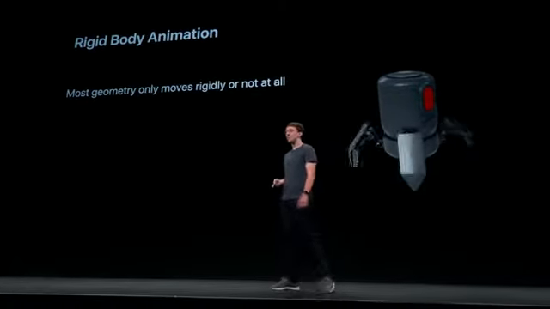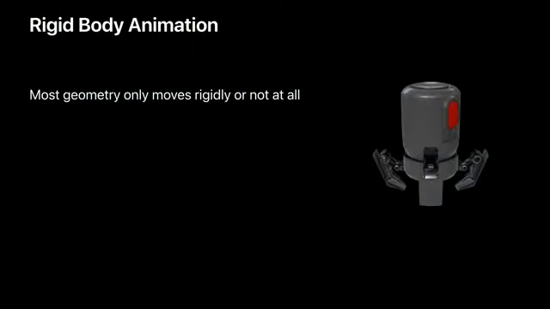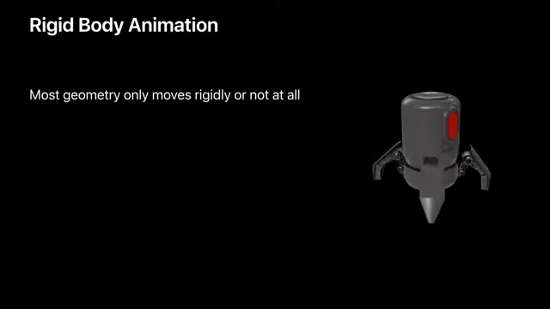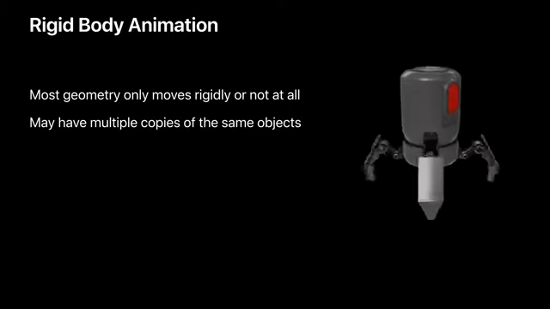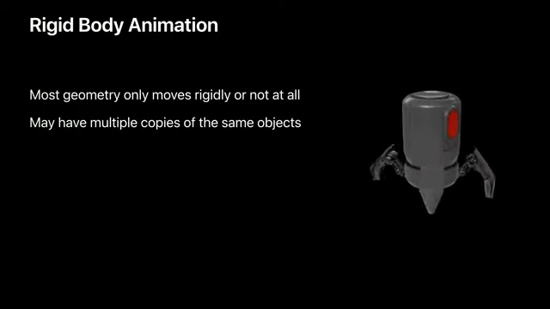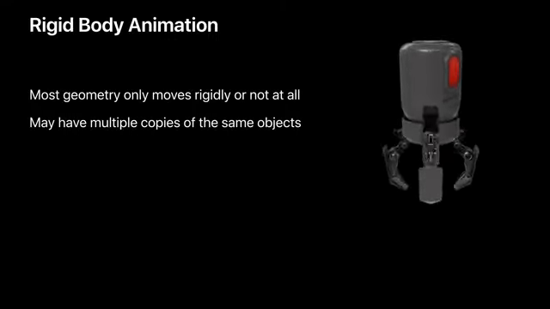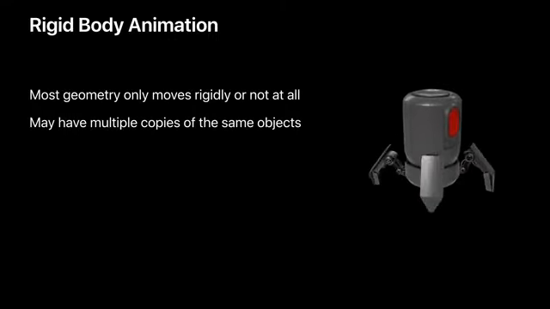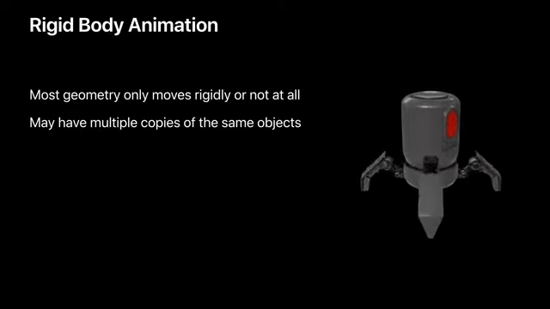In a typical scene, most of the geometry is probably only moving rigidly. In fact, most of the geometry is probably not moving at all. We may also have multiple copies of the same objects in the scene. It would be wasteful to replicate these objects multiple times in the acceleration structure, and it would also be inefficient to refit or rebuild the entire acceleration structure just because a subset of the geometry is moving. So to solve both of these problems, we can use what we call a two-level acceleration structure.